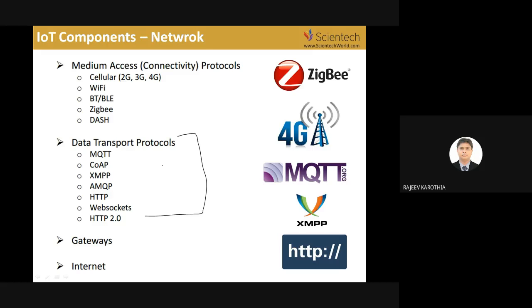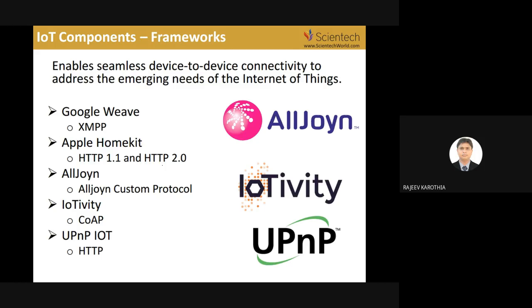Then a gateway and internet. So these are the components from the network side, and some IoT components for frameworks. This framework is software basically. Google Weave is very popular. It's a software framework where you can seamlessly connect your devices and they can communicate with each other. It manages your devices, which can exchange information by using this platform. So these are the different frameworks.